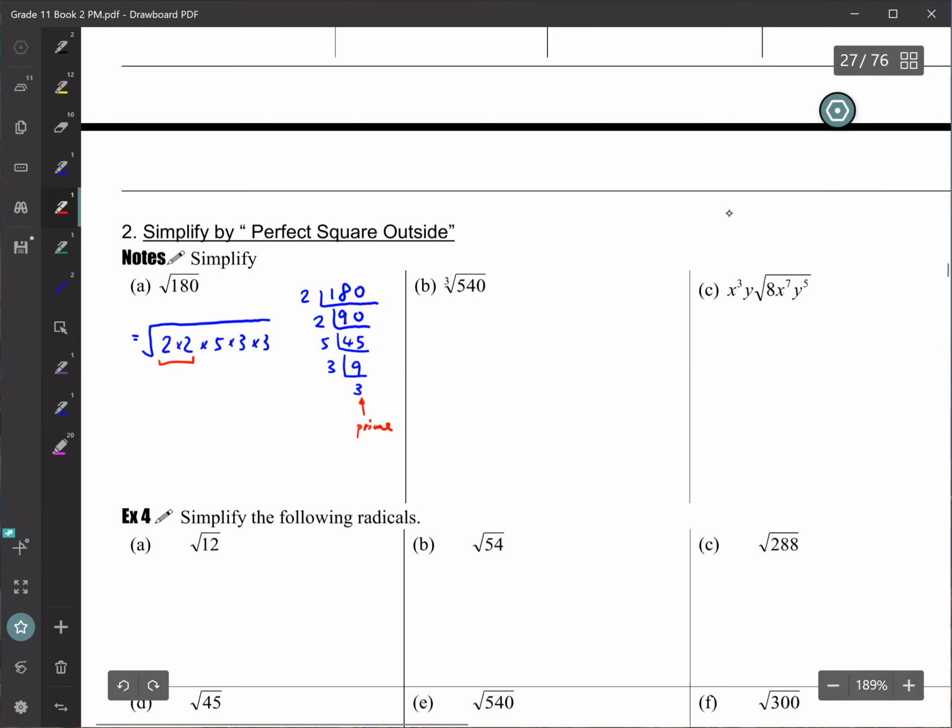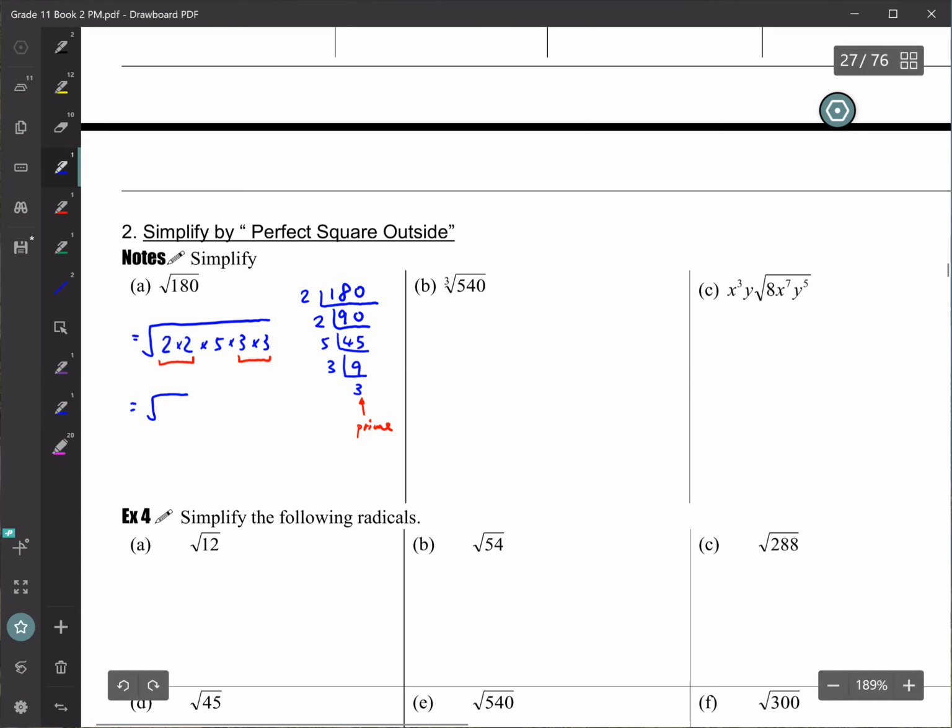Okay. Yeah, and then 3 times 3 is another perfect square. So those ones, when you square root, it will cancel each other out, okay? I will do it slowly first, okay? What I mean is that the 2 times 2 is like 4, right?